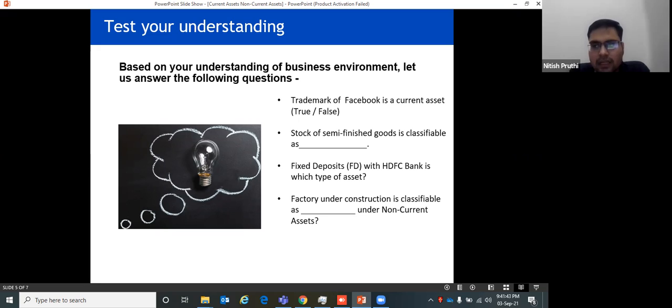Third question. Fixed deposits with HDFC Bank is which type of asset? And the last question, factory under construction is classifiable as dash under non-current assets. You have already got the hint in this question that it is a non-current asset. Now you have to identify the component. Factory under construction is classifiable as dash under non-current assets.